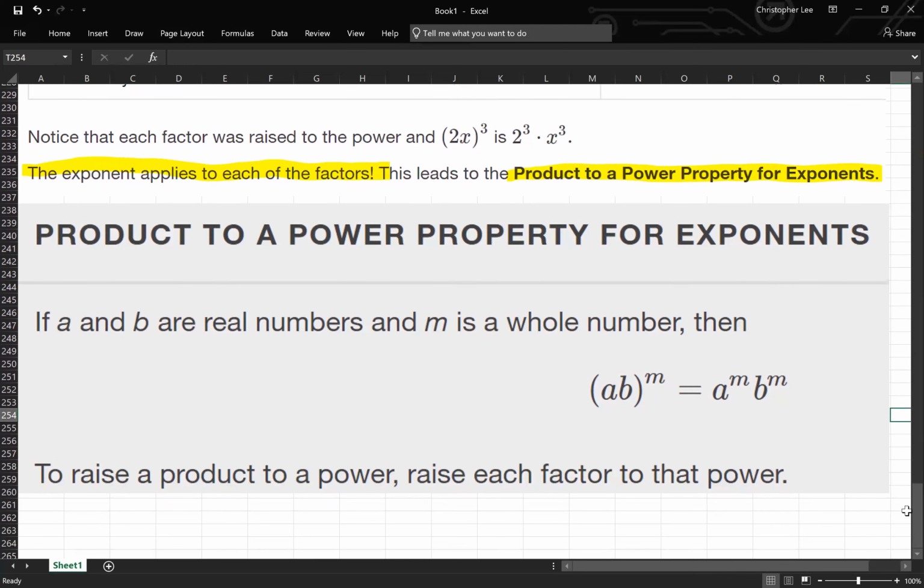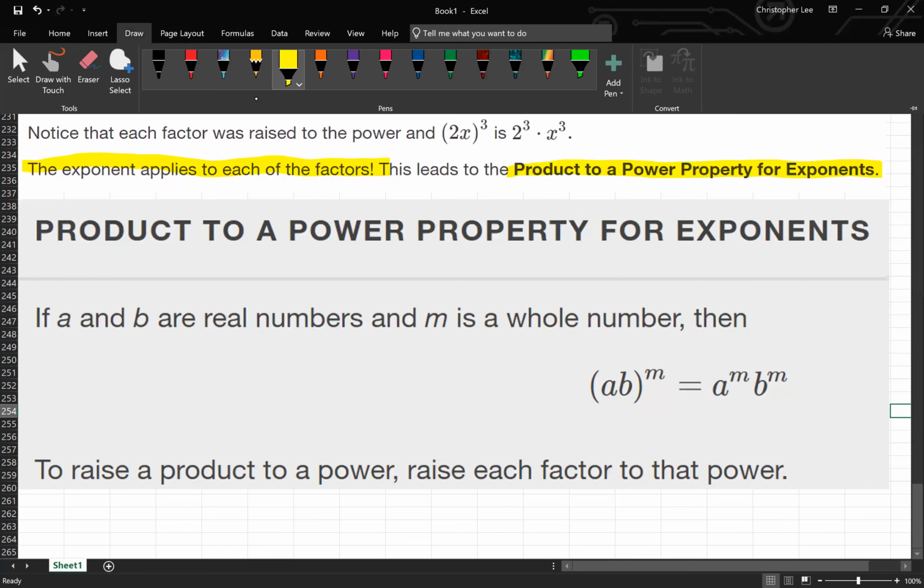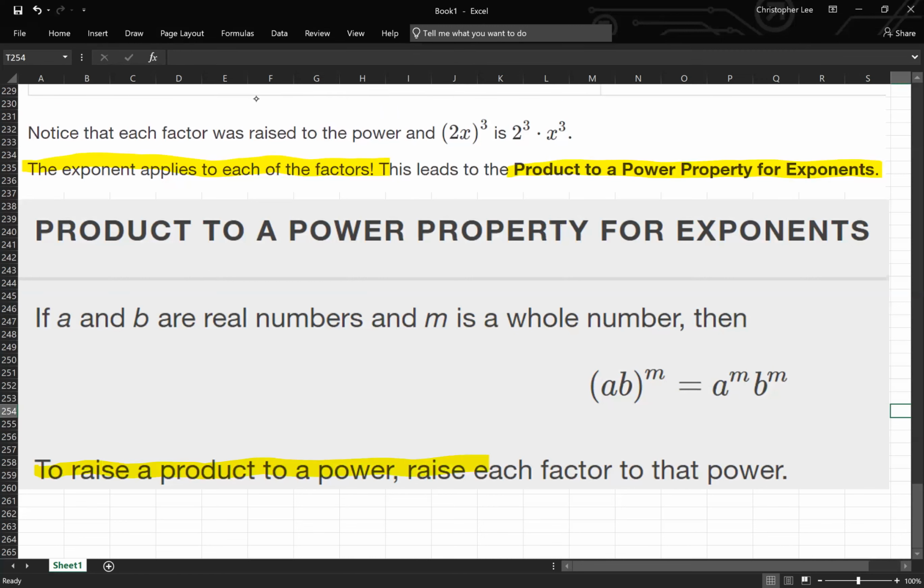All right, so just to generalize it a little bit more, the product to a power property for exponents. If A and B are real numbers and M is a whole number, then A times B raised to the M power is the same as A to the M times B to the M power. So to raise a product to a power, you raise each factor to that power. Can't say that enough. To raise a product to a power, you raise each factor to that power. Really important. All right.